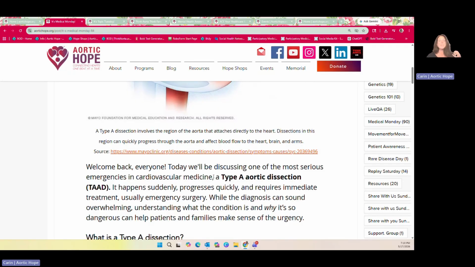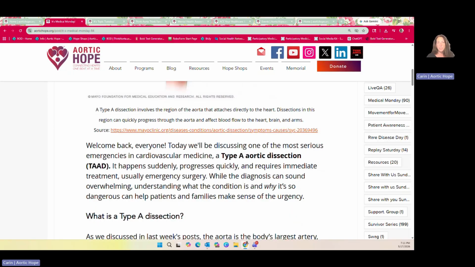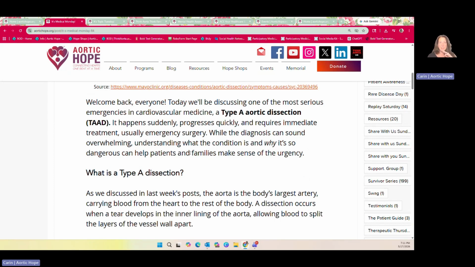And so while the diagnosis in and of itself can sound kind of overwhelming, understanding what this condition is and why it's so dangerous really can help patients and families make sense of the urgency. So what is a type A dissection?